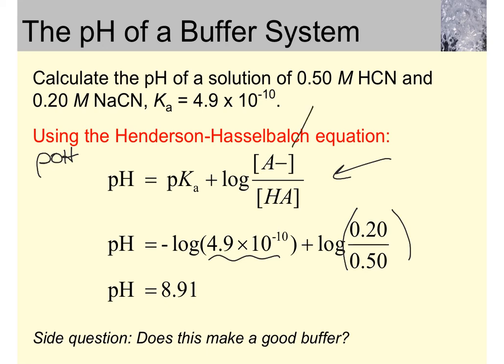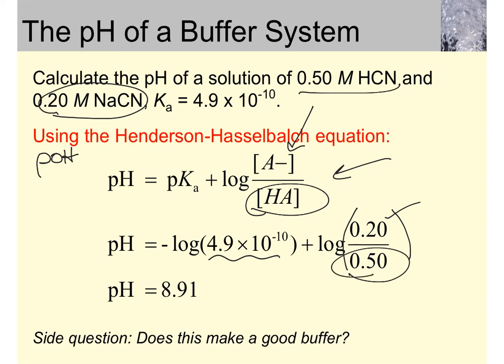So in this form, we have the conjugate base on top, which is 0.2. The weak acid is in the denominator, and that is 0.5. And we then calculate that the pH of this buffer solution is 8.91. Pretty easy, huh? So that is just how you find the original pH of a buffer.